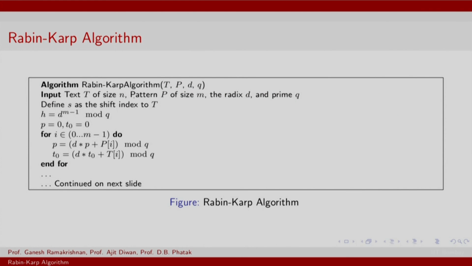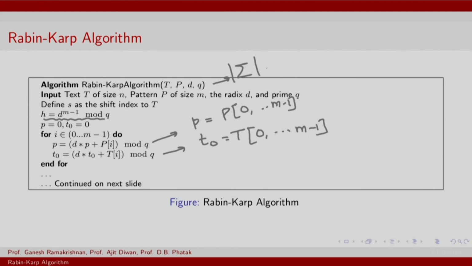So this pre-computation involves computing p mod q and t0 mod q, and t0 you might recall corresponds to the string starting at position 0 and ending at position m minus 1 in t. So to begin with, we compute t0 and p, and as already motivated, we pre-compute d raised to m minus 1 mod q. We have made an assumption here that the text t consists of a vocabulary sigma which is of size d. So we are able to create a one-to-one mapping from every character in sigma to one of the digits 0 to d minus 1.